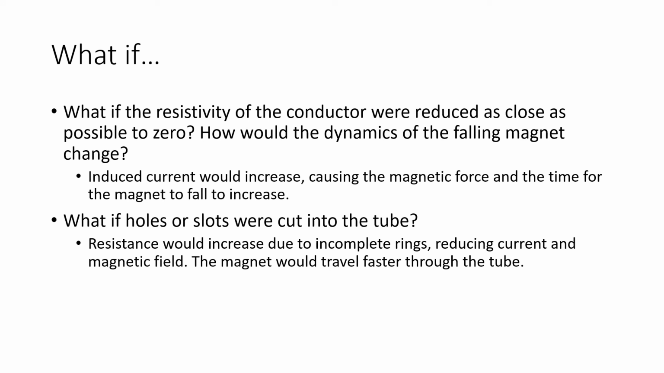And then what if the resistivity of the conductor were reduced as close as possible to 0? How would the dynamics of the falling magnet change? Since there's less resistance, there would be a greater current, which would cause the magnetic force and the time for the magnet to fall to increase greatly.